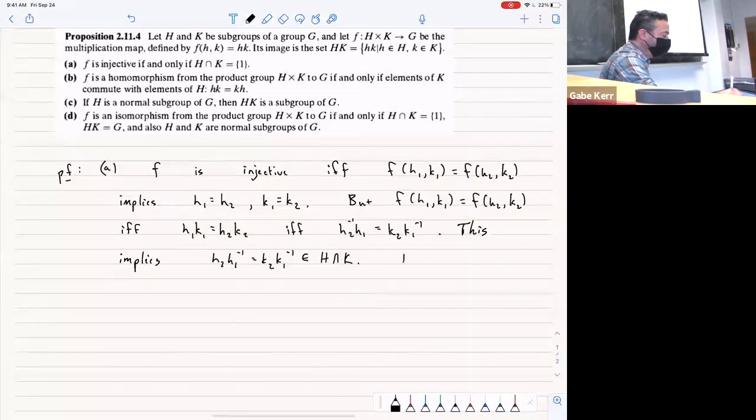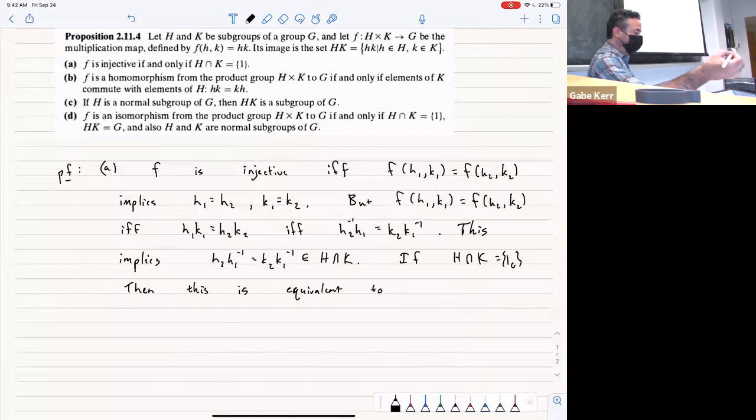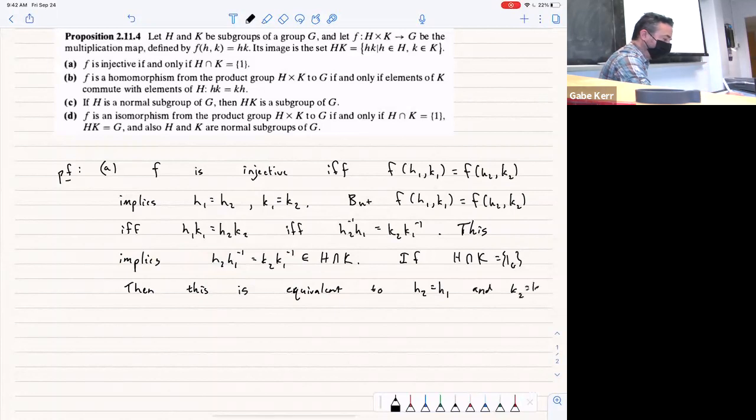Okay, so now let's go one way or the other. If H intersect K is 1, it's only the identity, then this is equivalent to the two equalities. Since these are both in H intersect K, they must be equal to 1, so H2 equals H1 and K2 equals K1.